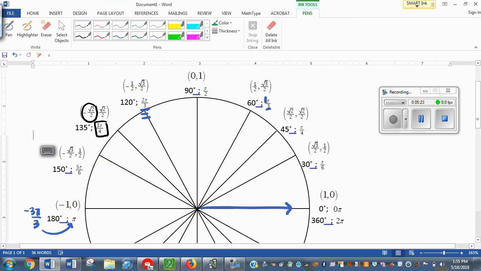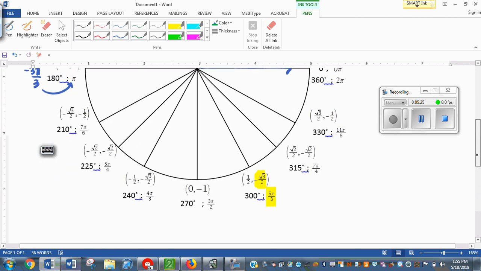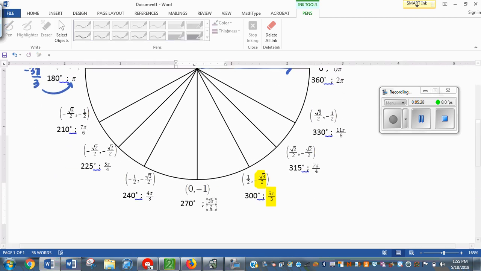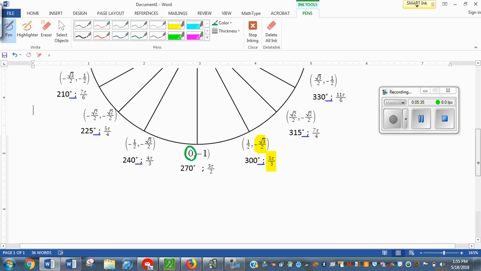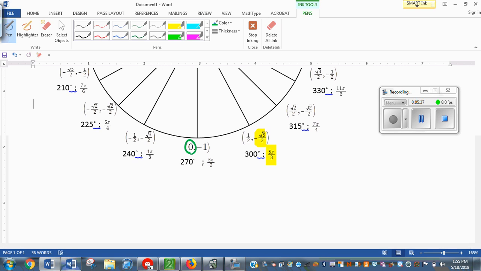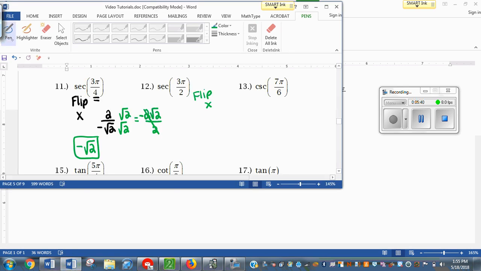So at 3 pi over 2, we want to flip x. Here's 3 pi over 2. X is just 0. If I flip 0, though, and 0 goes to the bottom, we're going to have to say undefined. So it was 0 over 1, and when we flip it, the 0 goes to the bottom.